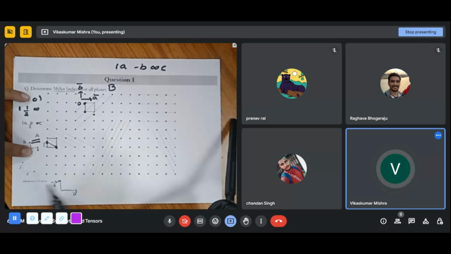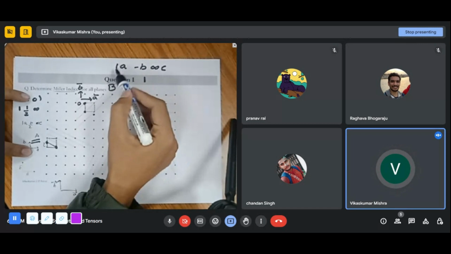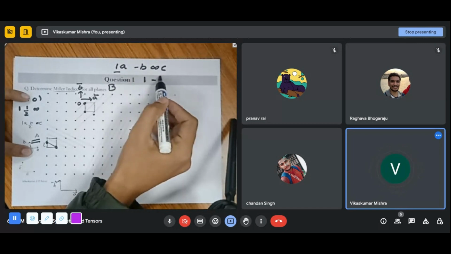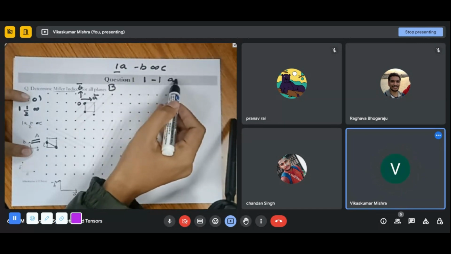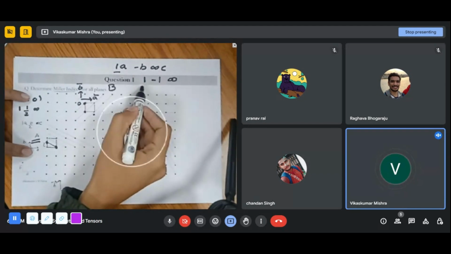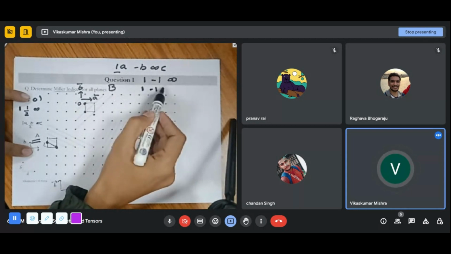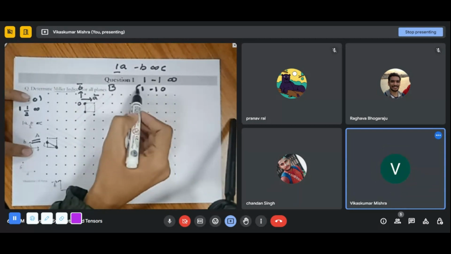Now we will take a value associated with each of them, that is 1 over here, -1 over here, and infinite over here, right? Now we'll just take the inverse of them, and the obtained value will be 1. Again, the inverse of 1 will be 1 only, -1 will be -1 only, but infinite will be 0. And this is our plane.